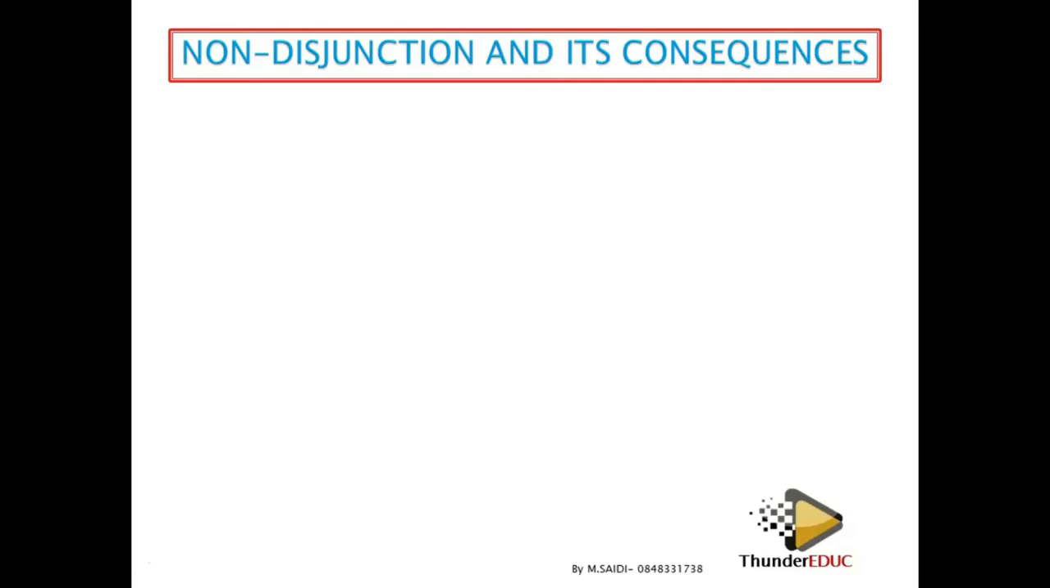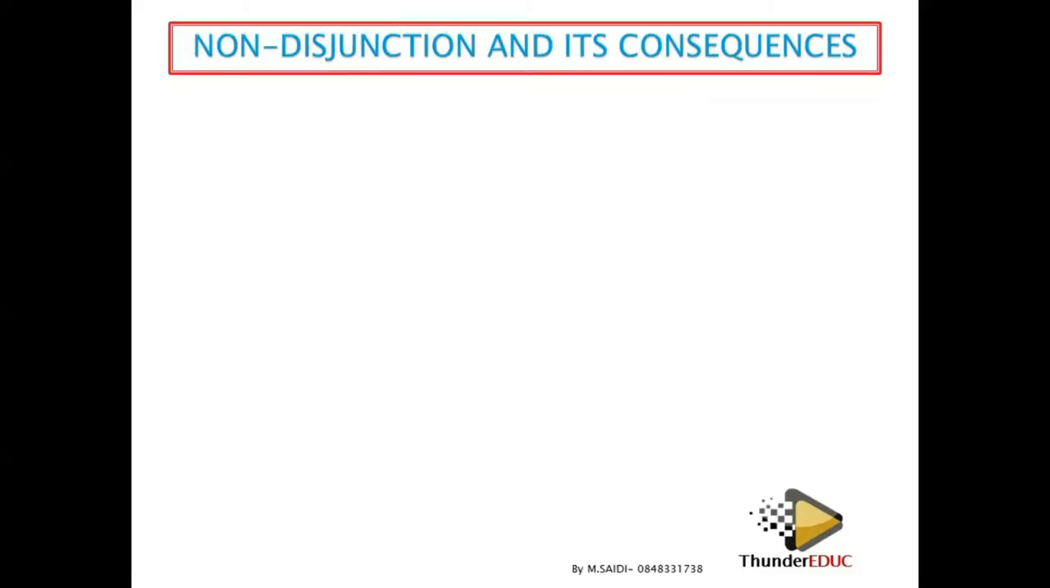From there, let's look at non-disjunction and its consequences. When you talk about non-disjunction, you need to know in which phase it occurs. It occurs in anaphase. It can be anaphase 1 or anaphase 2. And then what is the importance of this non-disjunction? Does non-disjunction have any importance, or does it have a negative effect on organisms? That is what you are supposed to cover.